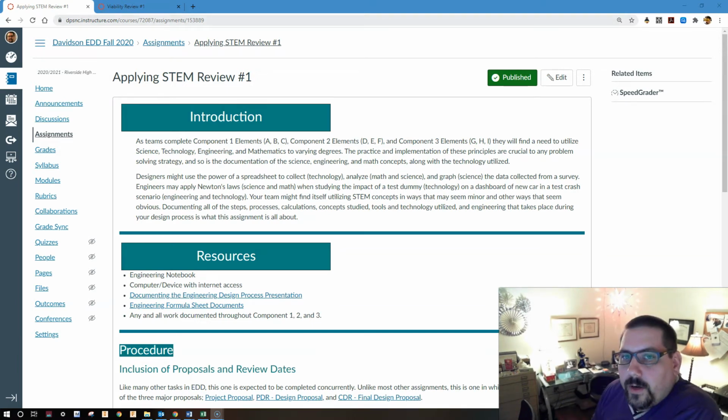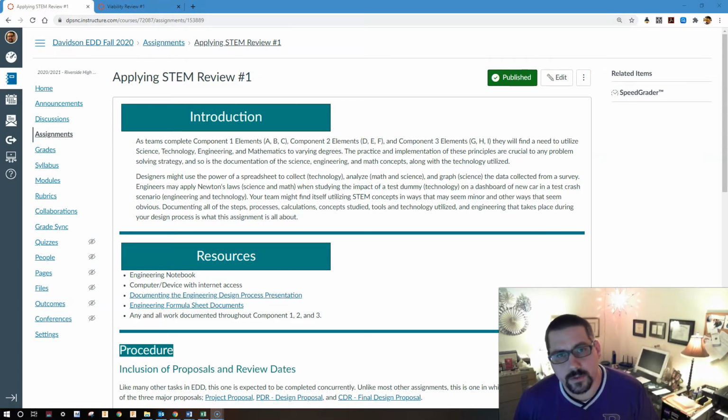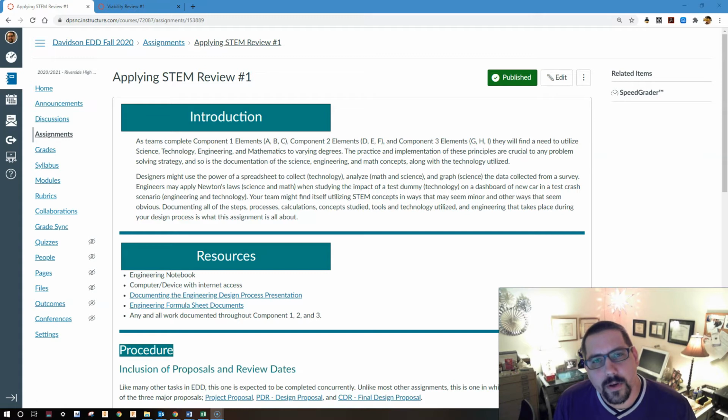Resources. Like all of the other activities, you're going to have to use your E&B and then some device connected to the internet. You'll also need to use any work that you've collected between the beginning of the semester and now. You might notice that there's 2 other options here. Documenting the engineering design process presentation. It's okay, you should definitely look at it. And the engineering formula sheet documents. You should be very familiar with these by now, but in case you're not, look them over. There's also some symbols there that are important.